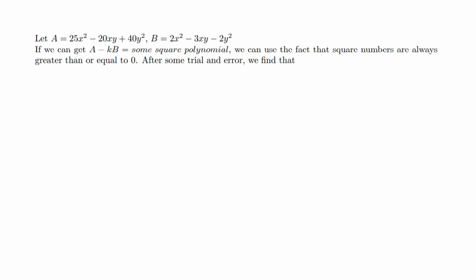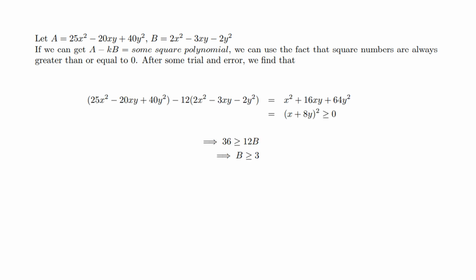To make things tidier, we let a equals 25x squared minus 20xy plus 40y squared, which is 36, and b equals 22x squared minus 3xy minus 2y squared. And now we should try to get a minus some constant times b equals a square polynomial. And once we get a square polynomial, we can use the fact that all square numbers are always positive or 0. And after some trial and error, we notice that k can be 12.